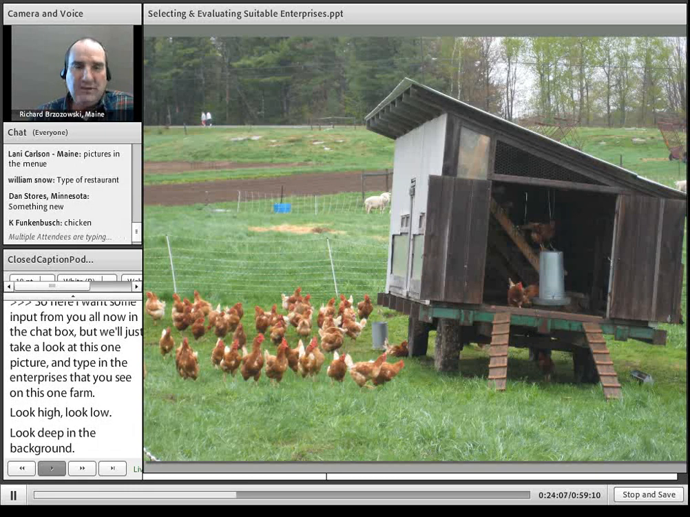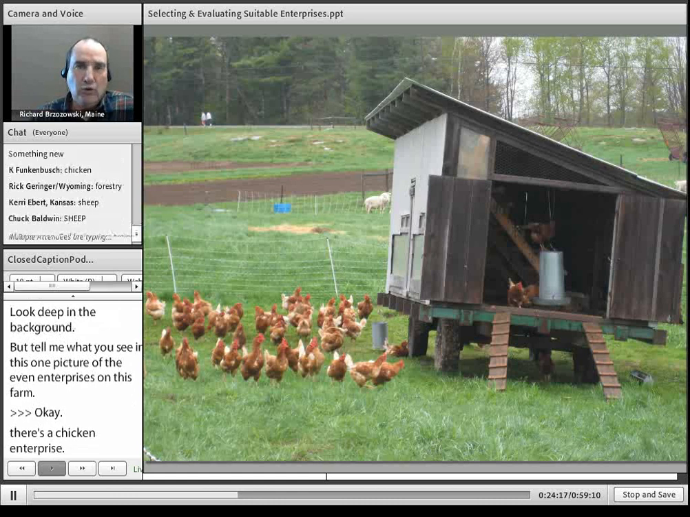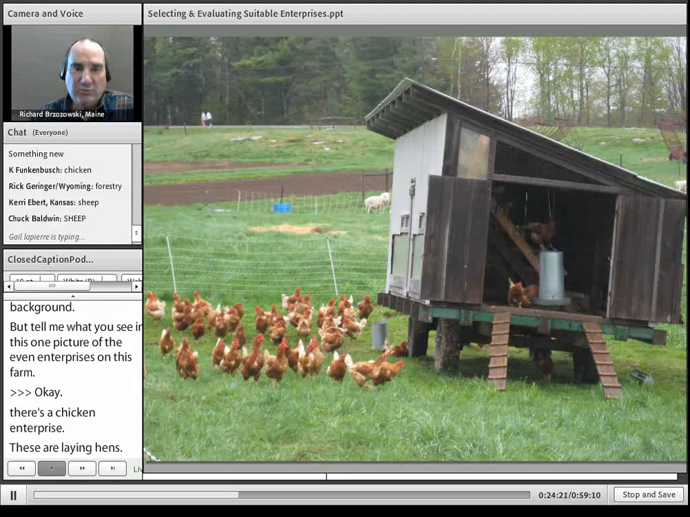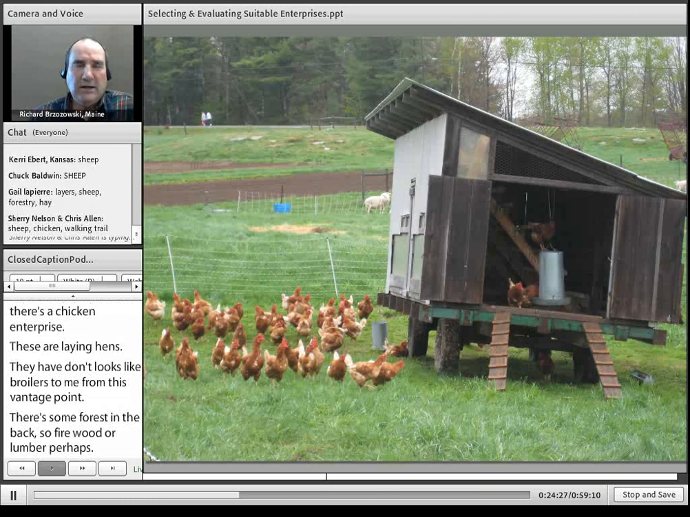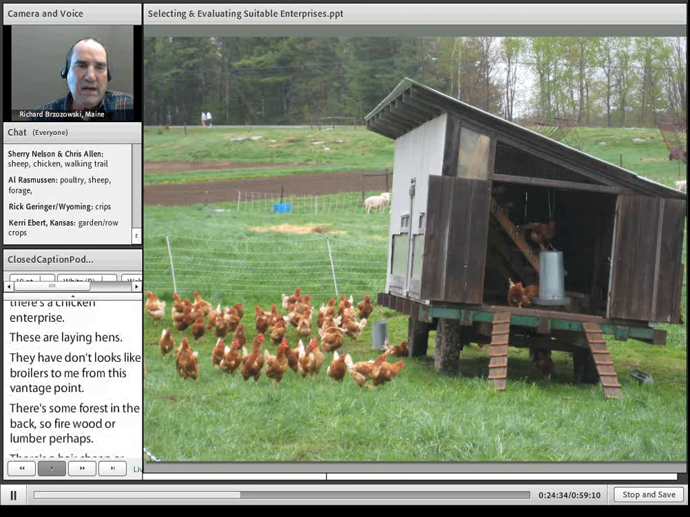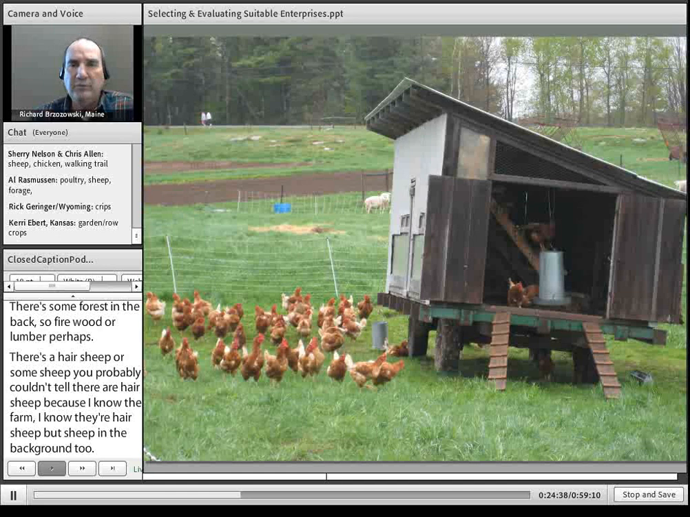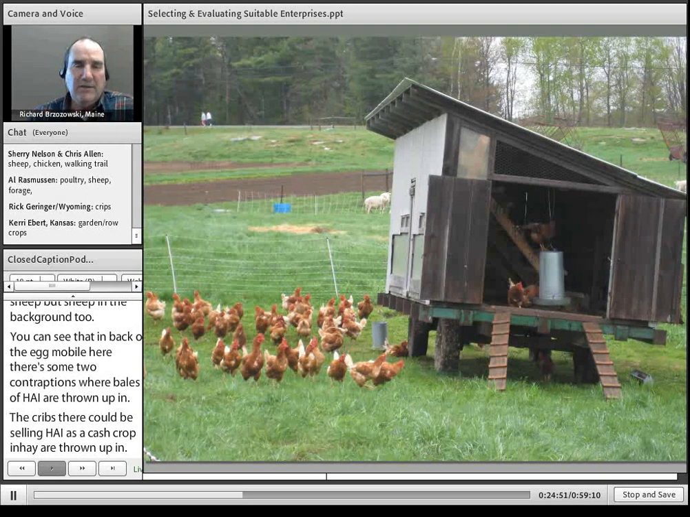Okay, this is a chicken enterprise. These are laying hens. They don't look like broilers to me from this vantage point, an eggmobile. There's some forest in the back, so firewood or lumber perhaps. There's some sheep. You probably couldn't tell they're hair sheep, but because I know the farm, I know that they're hair sheep, and the sheep are in the background too. You can see that in back of the eggmobile here, there's two contraptions where bales of hay are thrown up in. So hay could be sold as a cash crop, as on a lot of farms. Also, you see some tilled soil, so those garden crops or row crops, vegetables. This happens to be an organic vegetable farm that's a CSA. They do sell eggs and lamb on the side.